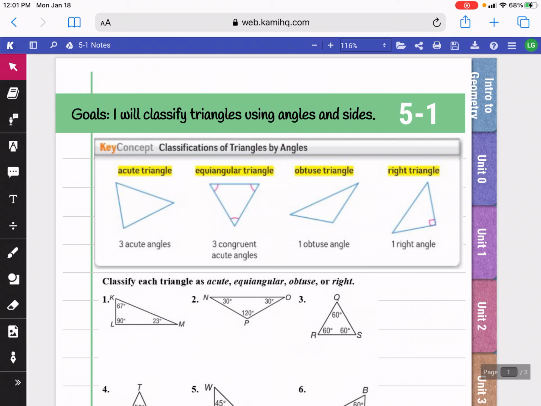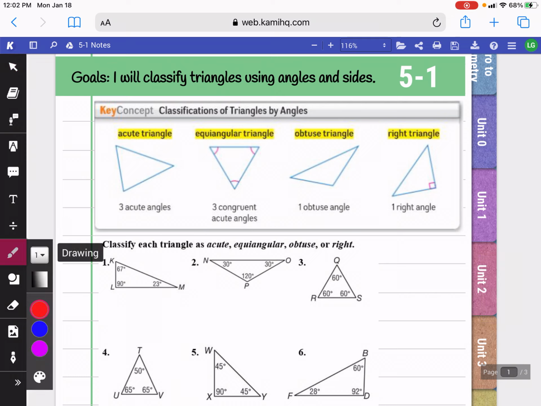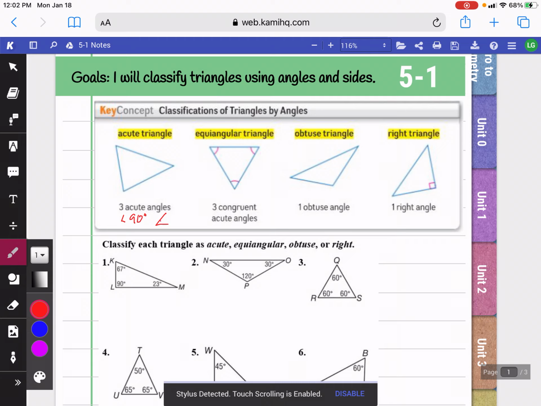In topic 5.1, we're going to learn how to classify triangles using their angles and their sides. To classify using angles, you would look at the individual angles, and it's either going to be acute, obtuse, or right. If it's acute, it could also be classified as equiangular. An acute triangle is one that has three acute angles. Remember, acute means less than 90 degrees. So you would have three angles that are less than 90 degrees.